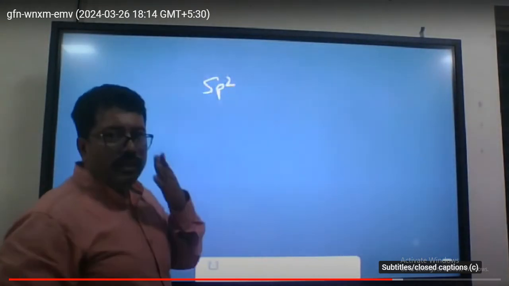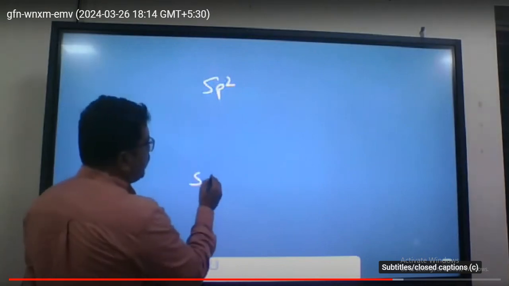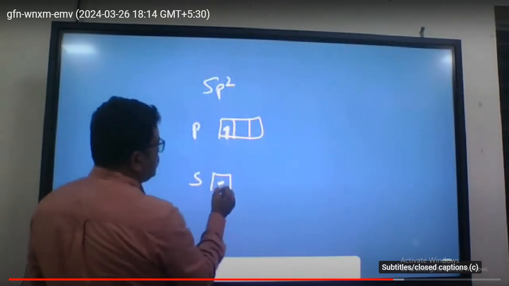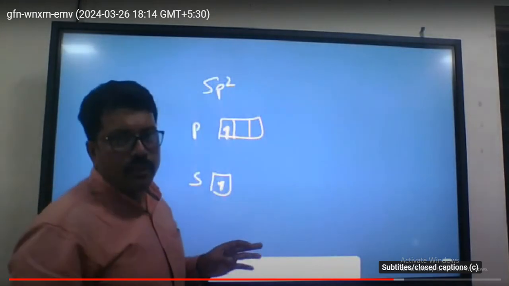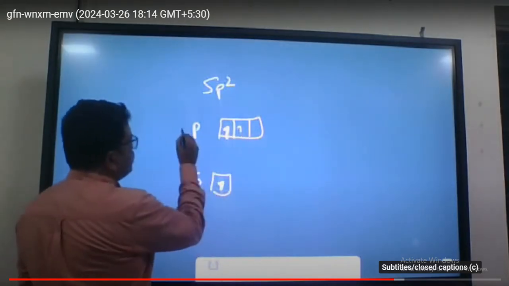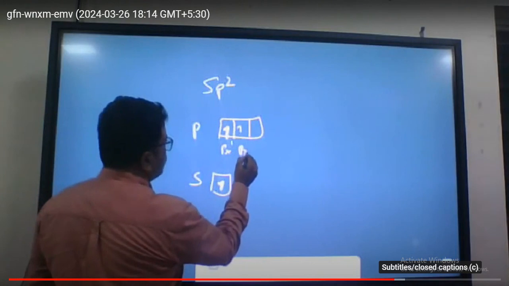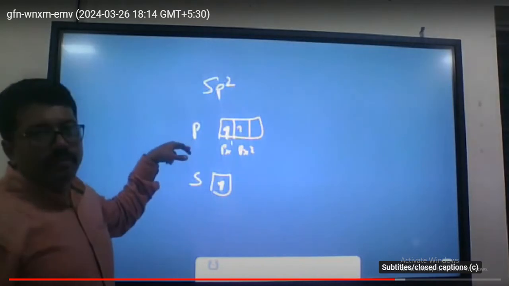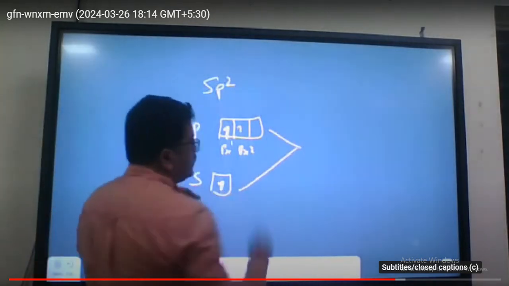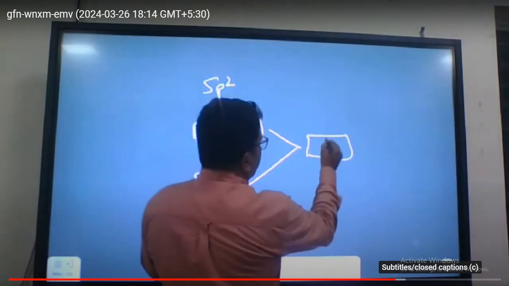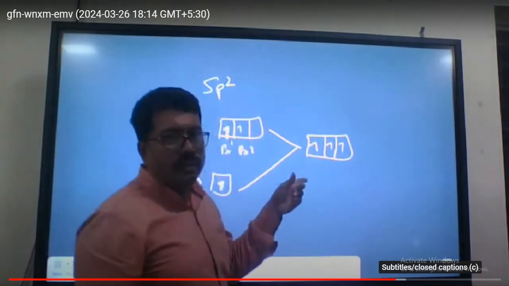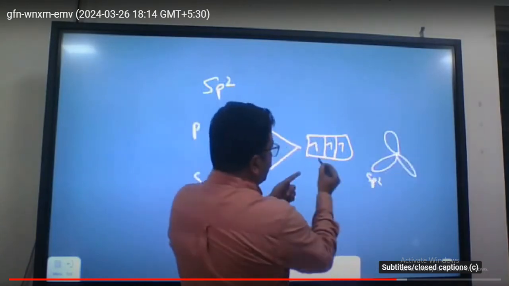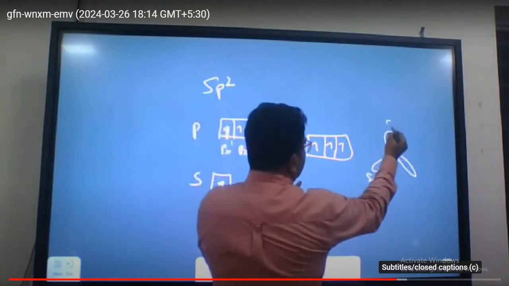sp2 is observed in one s orbital and the remaining two p orbitals, px1 px2 in the excited state. The s and two p orbitals mix, and a new orbital comes, that is sp2: 1 s and the remaining two p. That is why we call it sp2.